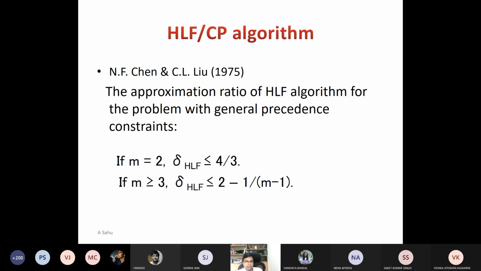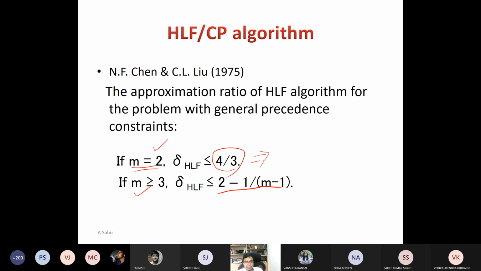If it is not a tree, so a general DAG, then if M is equal to 2, the number of processors is 2, this is a 4/3 approximation, and this can easily be proved. If M is greater than or equal to 3, then it is 2 minus 1 by (M minus 1). So this one is better off.